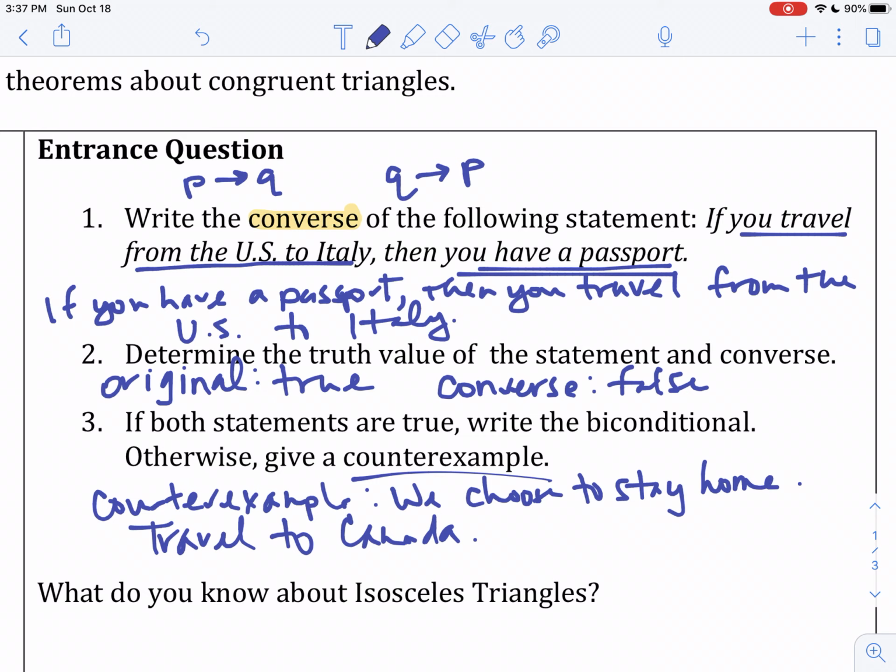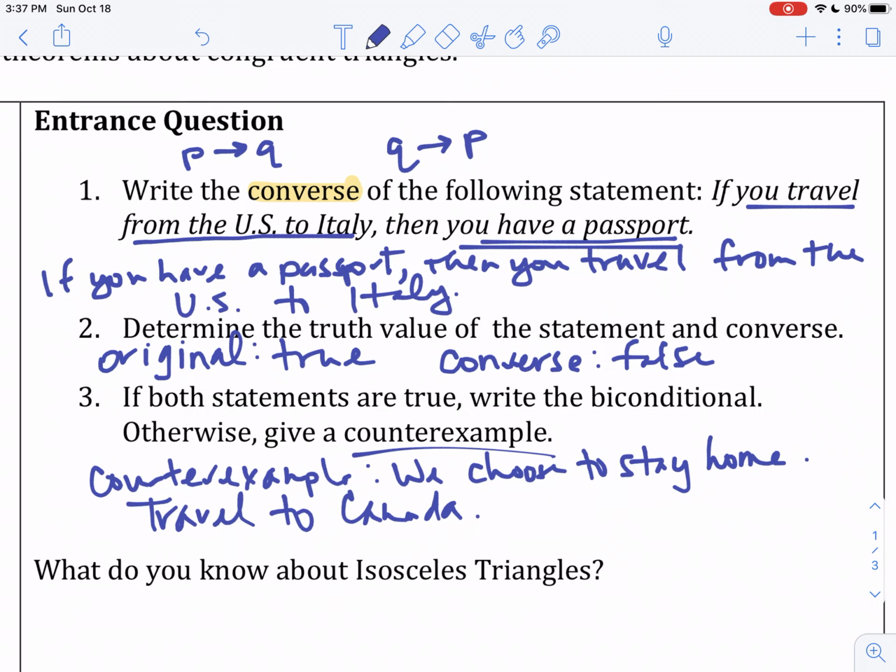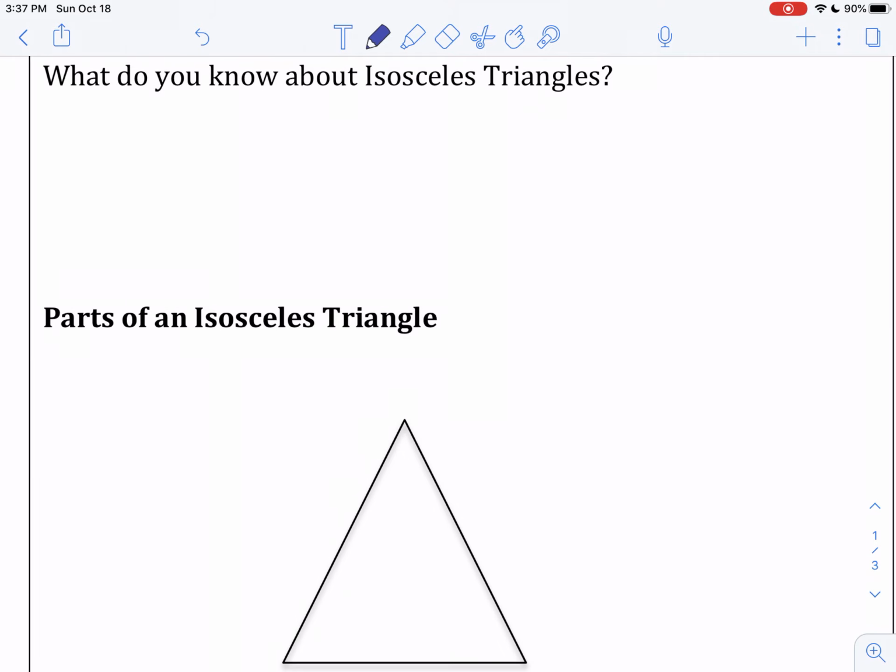All right, so the reason we're talking about this converse stuff is because it's going to come up in today's lesson. I want you to realize that just because the original statement is true doesn't mean that the converse is always true. So that's what we're going to focus in on today when we talk about isosceles triangles. All right, so please take a moment here, pause the video, and write down everything that you know about isosceles triangles.